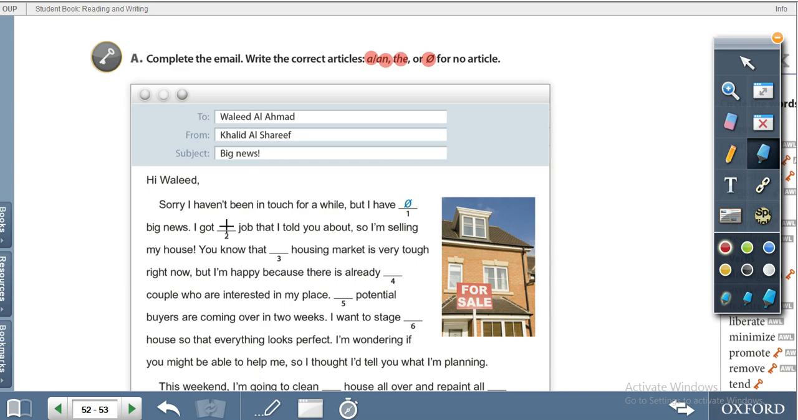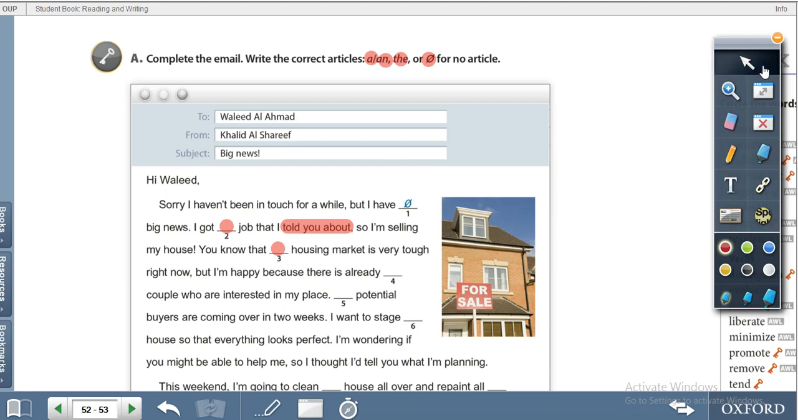I think here you have to write the. Why? Because I told you about it, it is shared knowledge. You already know, we have already introduced, so we use the. So I'm selling my house. You know that the housing market is very tough right now. The housing market, because I'm selling my house and we have already discussed it.